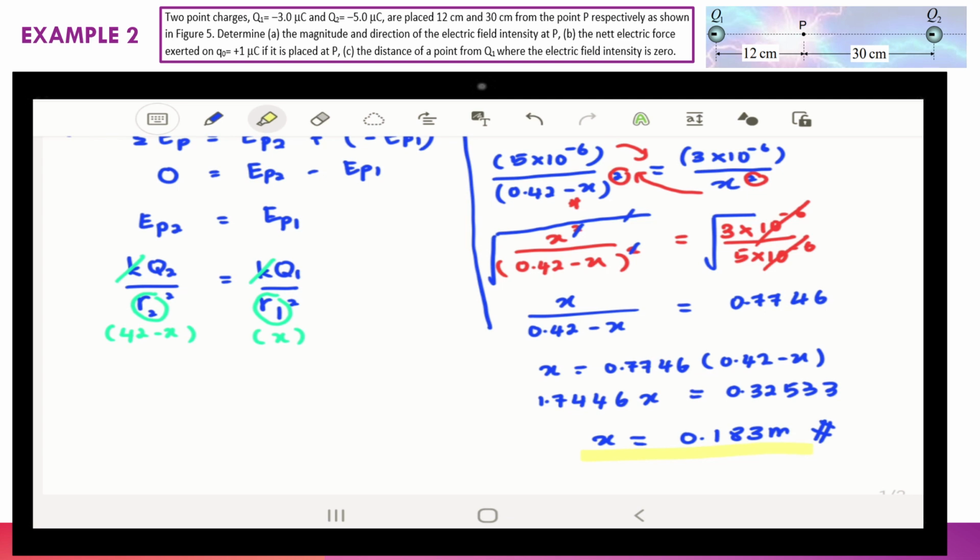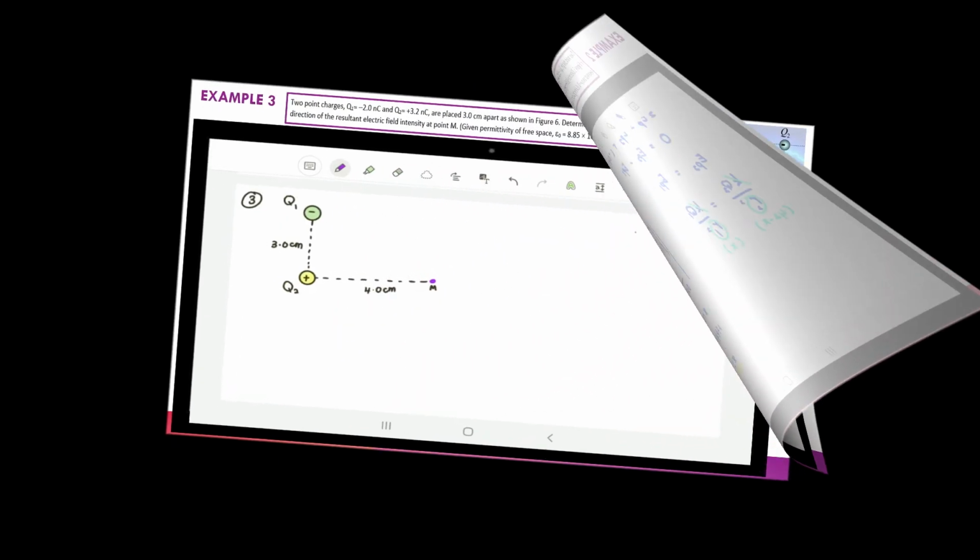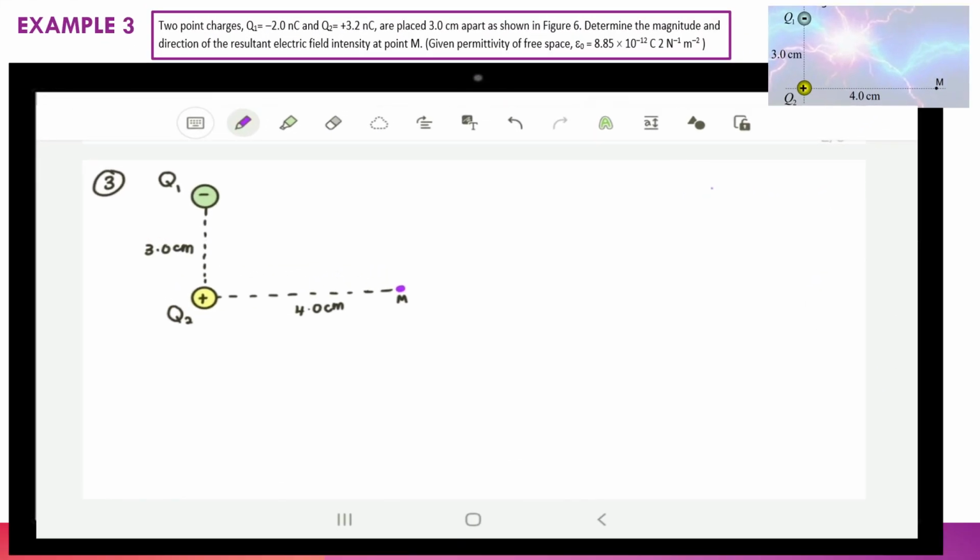Okay, so now let's proceed to example number 3. Now question number 3. Here we have 2 point charges, Q1 which is a negative charge of 2 nanocoulomb, and Q2 of 3.2 nanocoulomb, and they are placed 3 centimeter apart as shown in figure 6. Determine the magnitude and direction of the resultant electric field intensity at point M. Given that the permittivity of free space is 8.85 exponent negative 12.